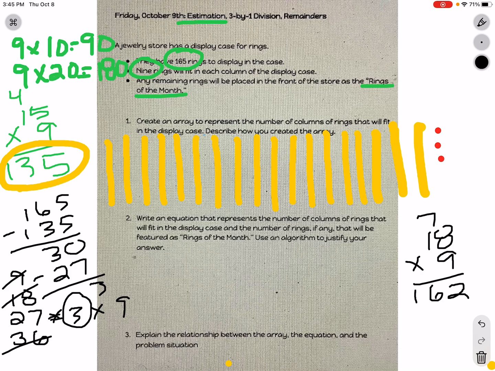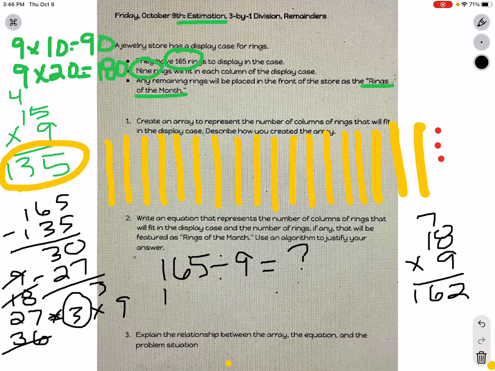Number 2, write an equation that represents the number of columns of rings that will display in the display case. Okay, well, that should be pretty easy now. We know we have 165 total rings divided by 9 rings in each column, and that should tell us how many we can display in our display case.